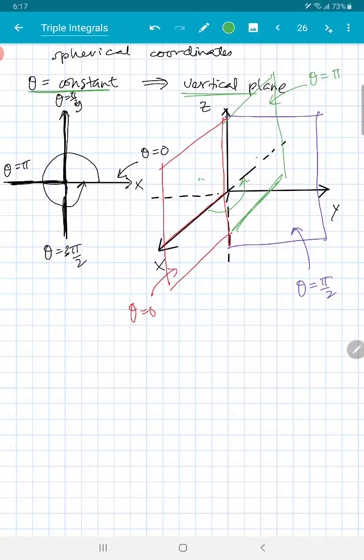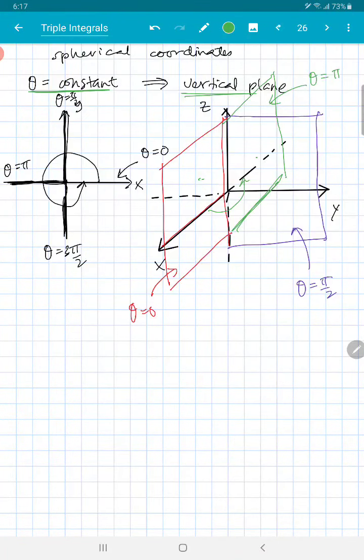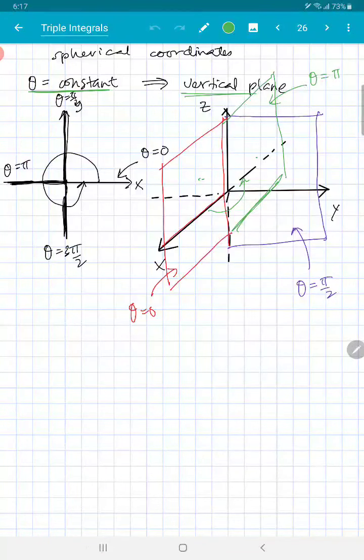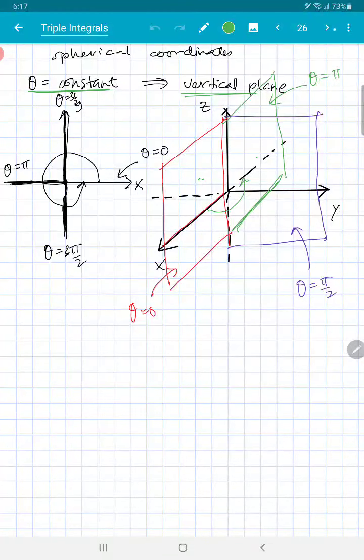Now let's look at rho. What happens when rho is constant? Rho constant, what you have is a sphere. Remember how we measure rho? We measure rho from the origin, and then draw a straight line in xyz space. So when rho is a constant, if you do that combination of all the straight lines from the origin, what you get is a sphere.